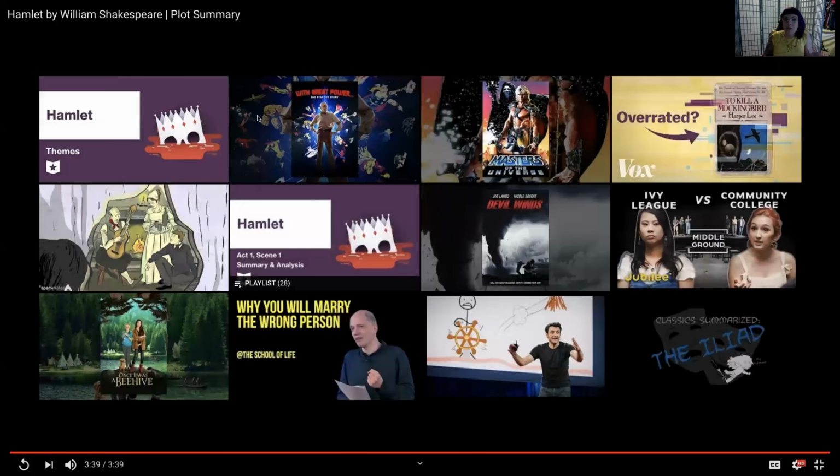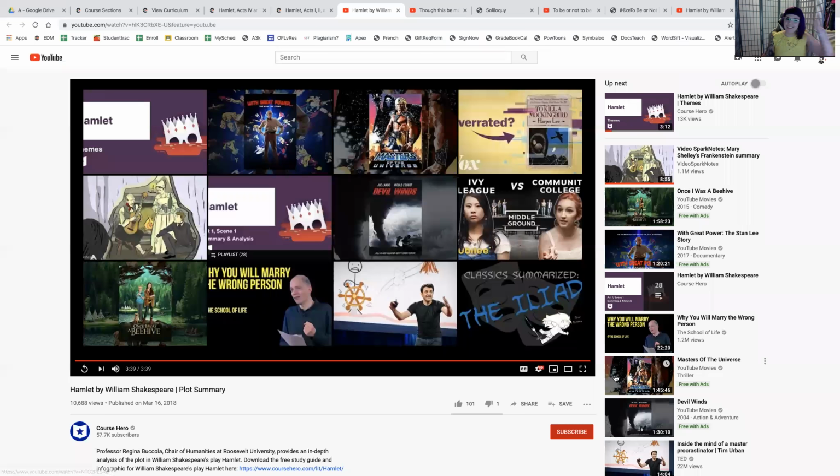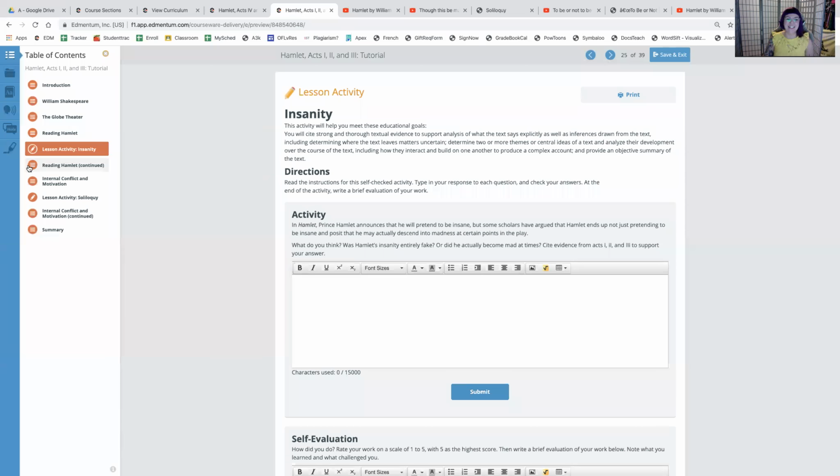All right. So yeah, like I said, it really shows you straight up, hey, here's the plot diagram. So really useful for that particular set of lesson activities there.